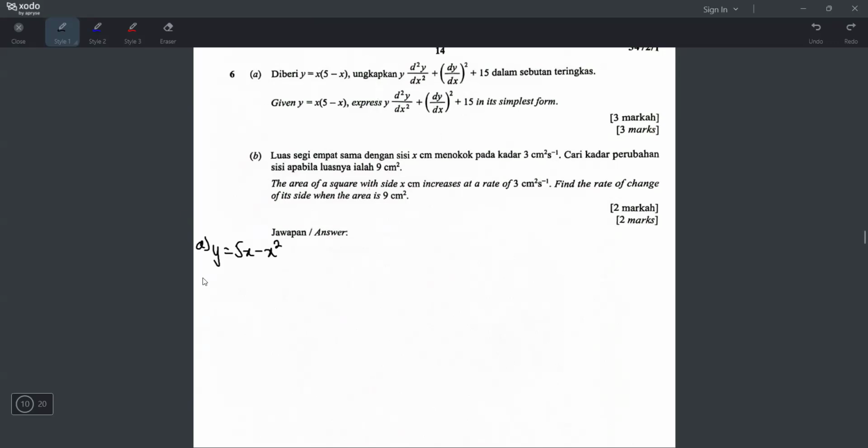So let's find out our dy dx. Okay, when you differentiate 5x, you get 5. When you differentiate negative x squared, it's just negative 2x. Okay, you just take power darab depan, power minus 1. So 2 times -1, -2, power minus 1 is power 1. Okay, that's your dy dx.